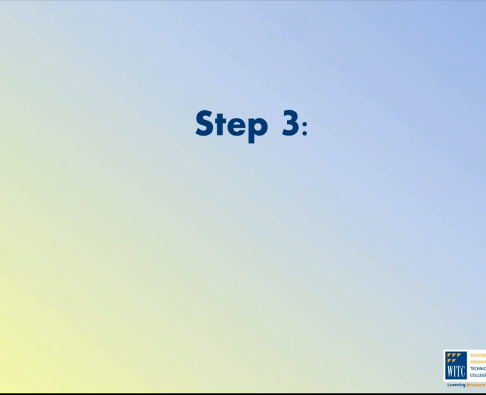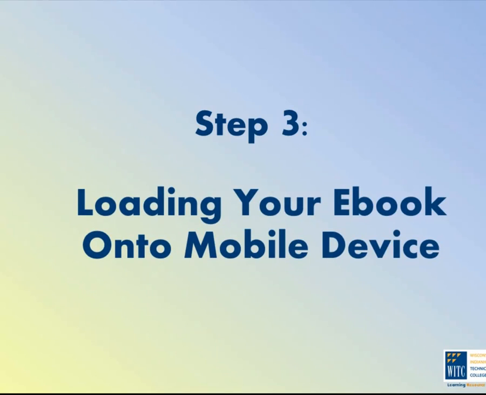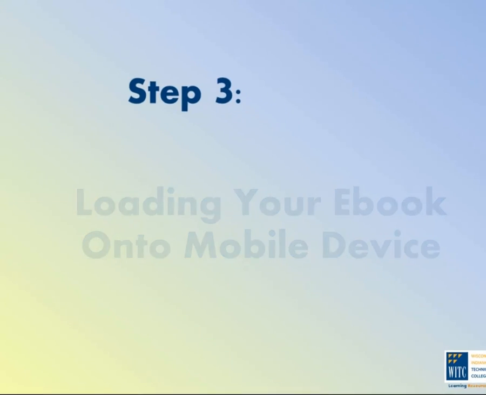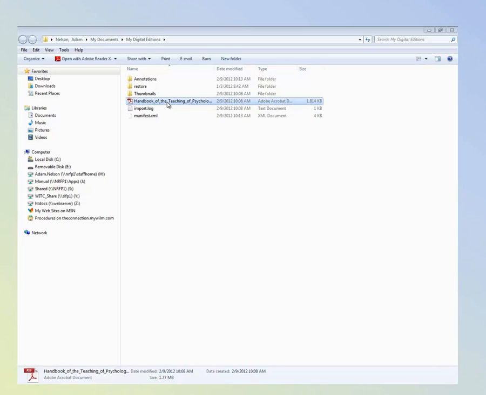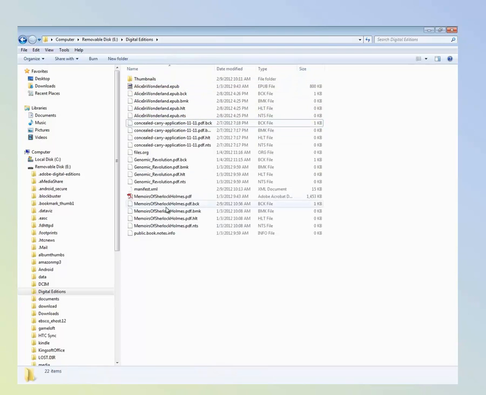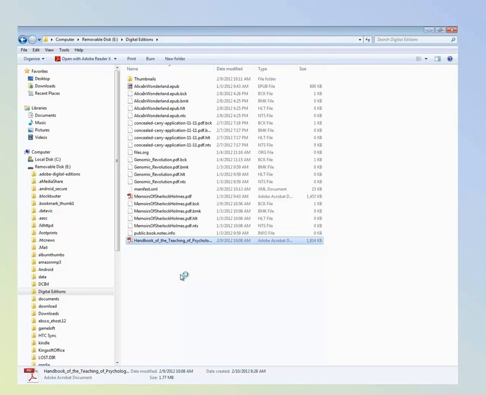Now you need to go ahead and transfer your downloaded ebook onto your mobile device. Now I'm using an Android cell phone, so I'll show you how to do that one. To transfer your ebook onto your device, you need to go into My Documents, Digital Editions, and copy the title of the book. Then you need to open your mobile device and open the folder Digital Editions, and then right-click and paste a copy into there.